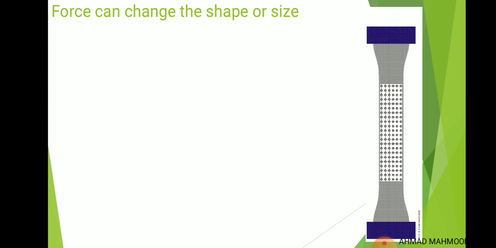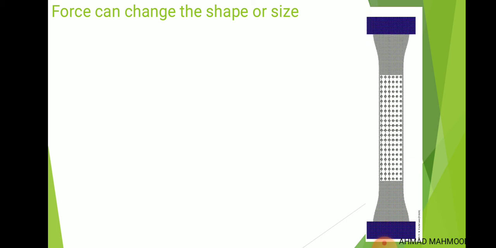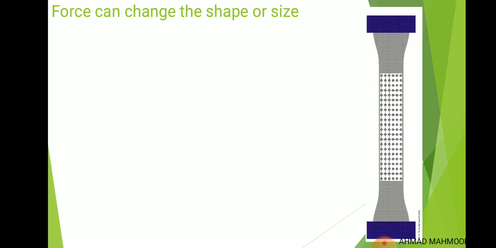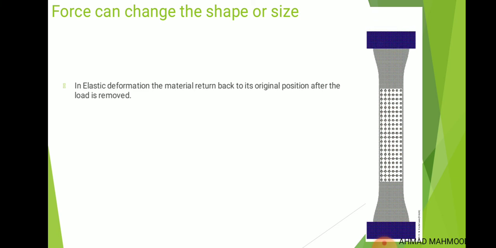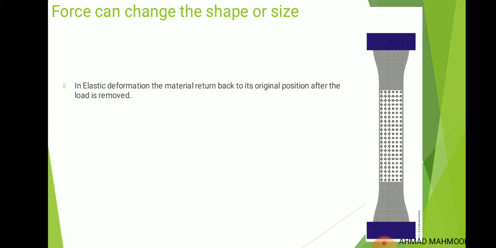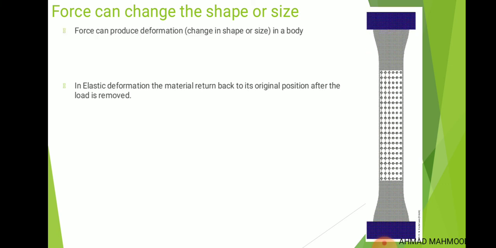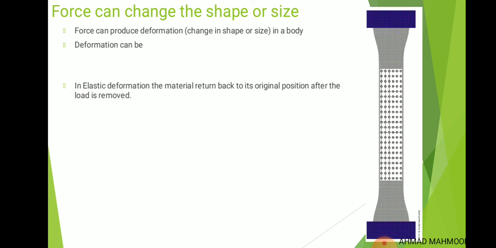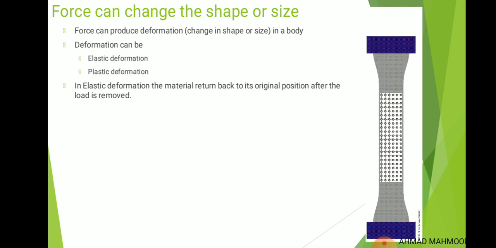Okay, next is the topic of deformation. Force can change the shape or the size of an object. For example, if we apply a force on a spring, it will stretch. In elastic deformation, the material returns to its original shape after the load is removed. Force can produce deformation in a body. Deformation can be elastic or plastic.